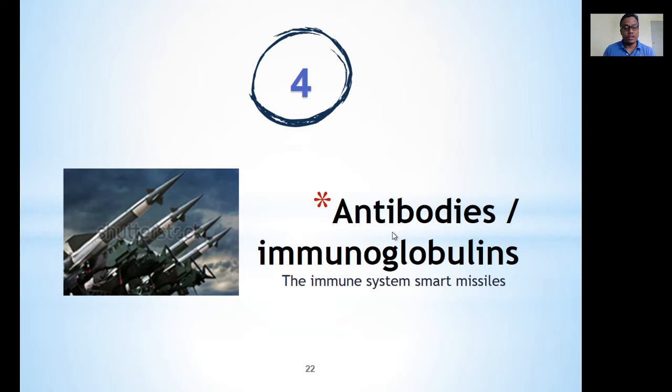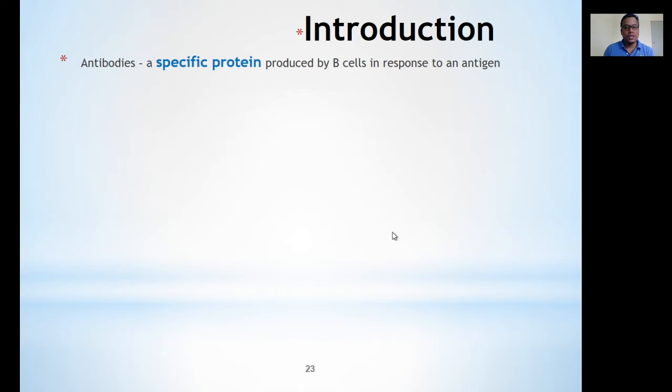So this is the fourth part of the adaptive lecture for adaptive immune response. In part 4 we will talk about antibodies. Antibodies are the immune system's smart missiles. They are specific proteins produced by B cells in response to an antigen in the adaptive immune system response.